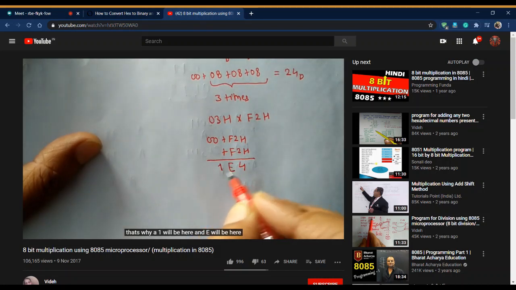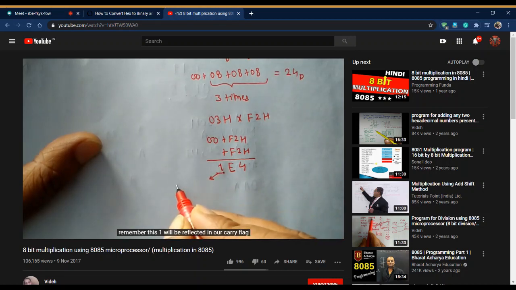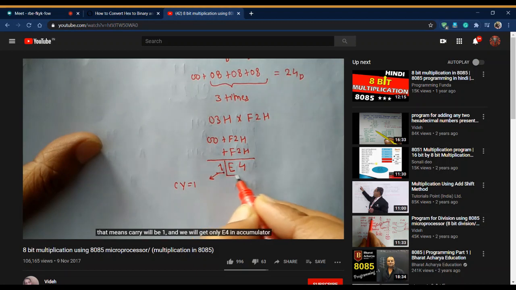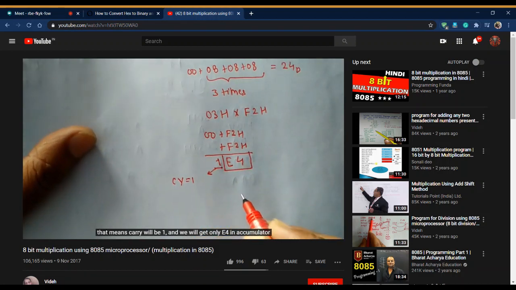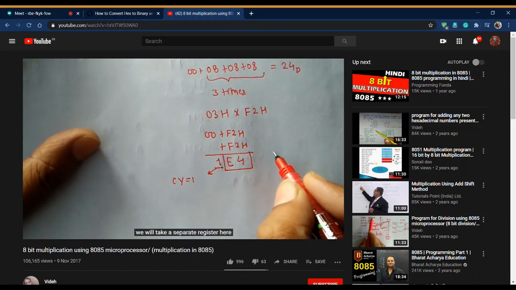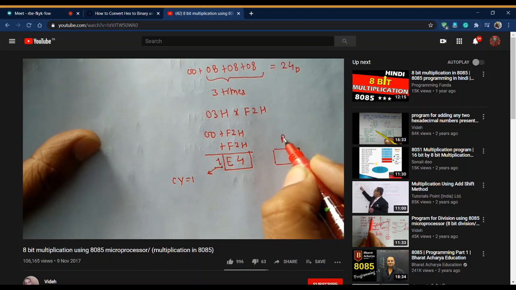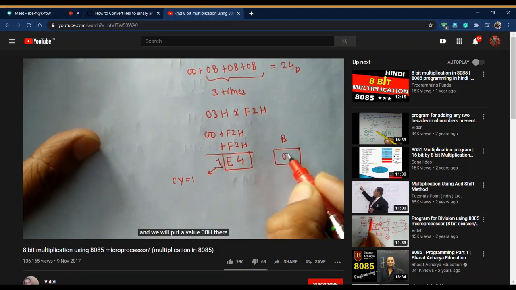The lower order only remains for 1 clock cycle, 1 clock period, while the higher order was for full 3 clock cycles. Do you remember this? Okay, sir. Yeah, I understood now, sir.